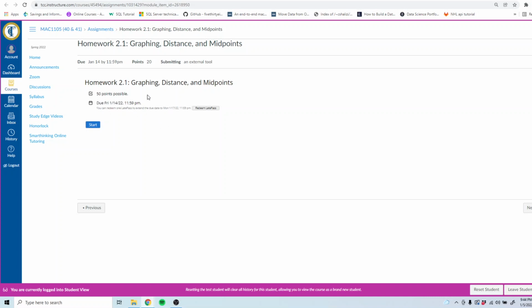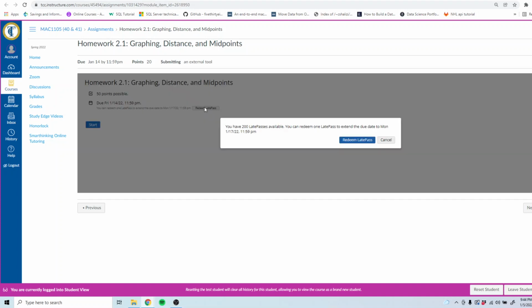It's not due yet, which means you don't have to use a late pass to open it. You can just start like I did with the other one. But if you use a late pass, it'll tell you how many you have left. And yes, you actually do start with 200. You have plenty, so running out of late passes should never be an issue.